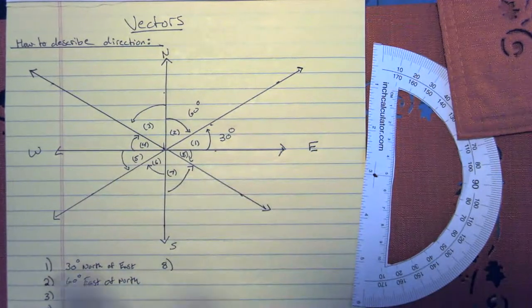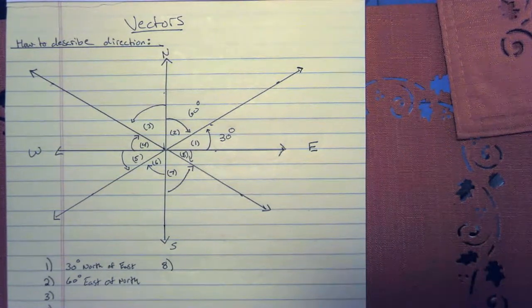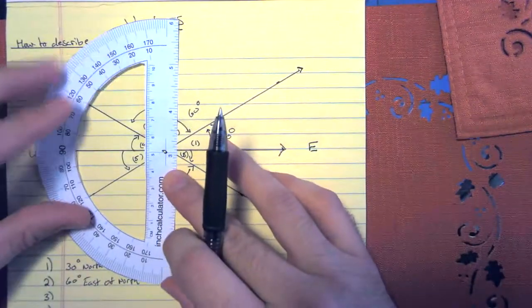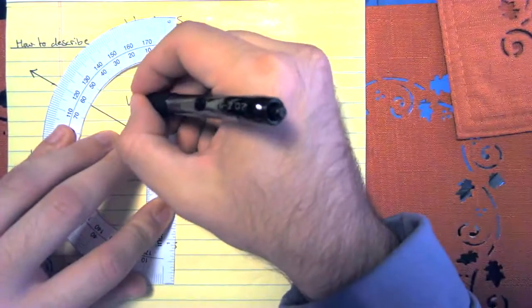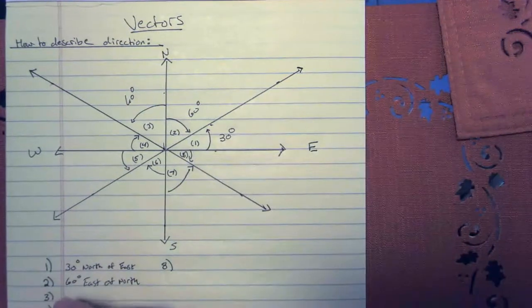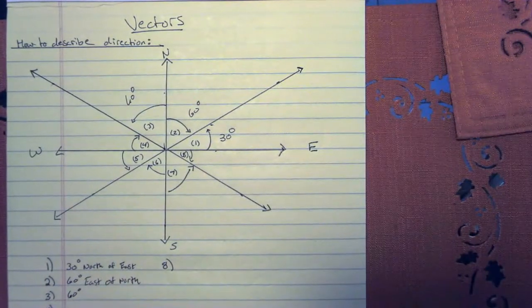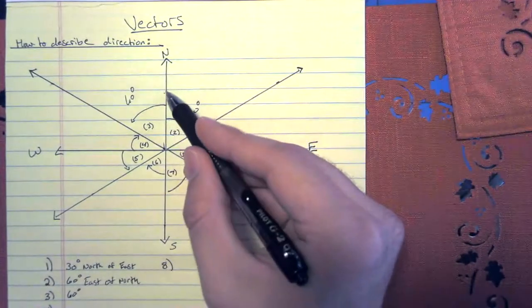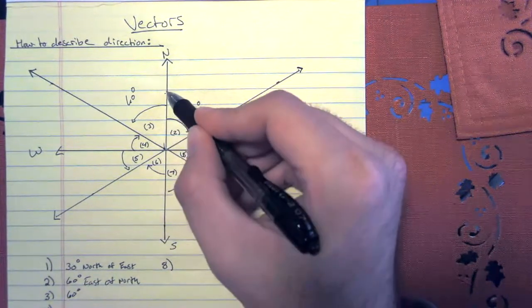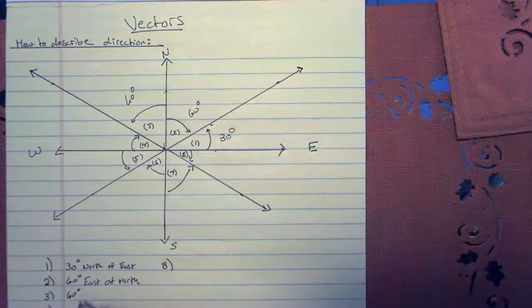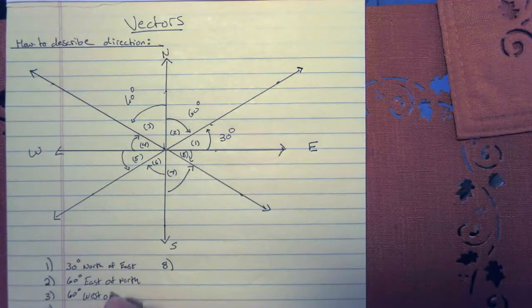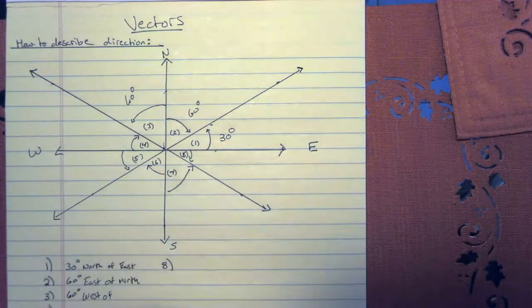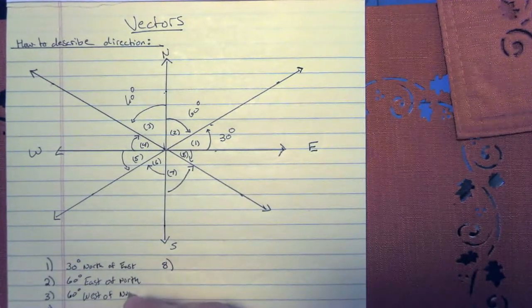Let's try number 3 now. For number 3, we are measuring it from the y-axis. So we set up our protractor here, and we see that that angle is 60 degrees. So again, our angle is 60 degrees. If we are measuring from the y-axis, so we are going west of north. We are starting north, and we are going west of north.